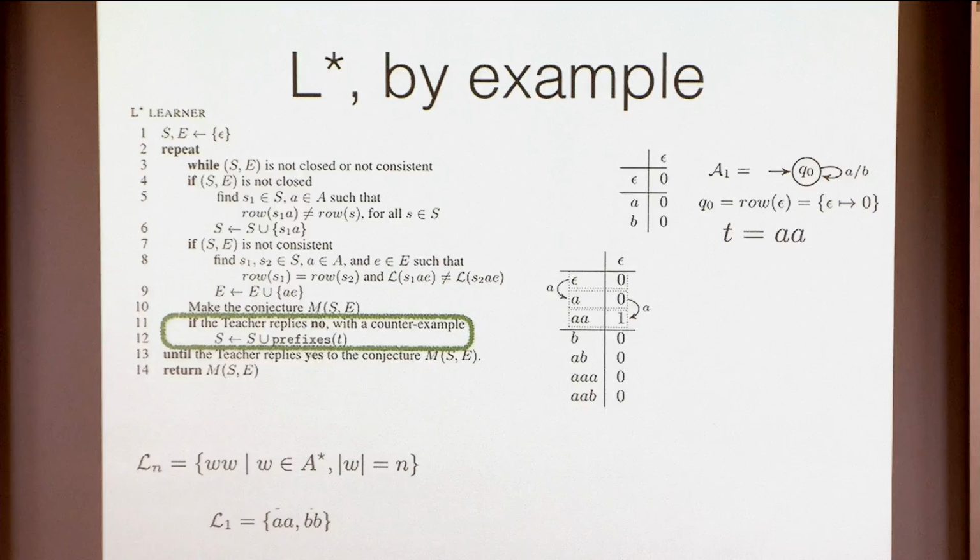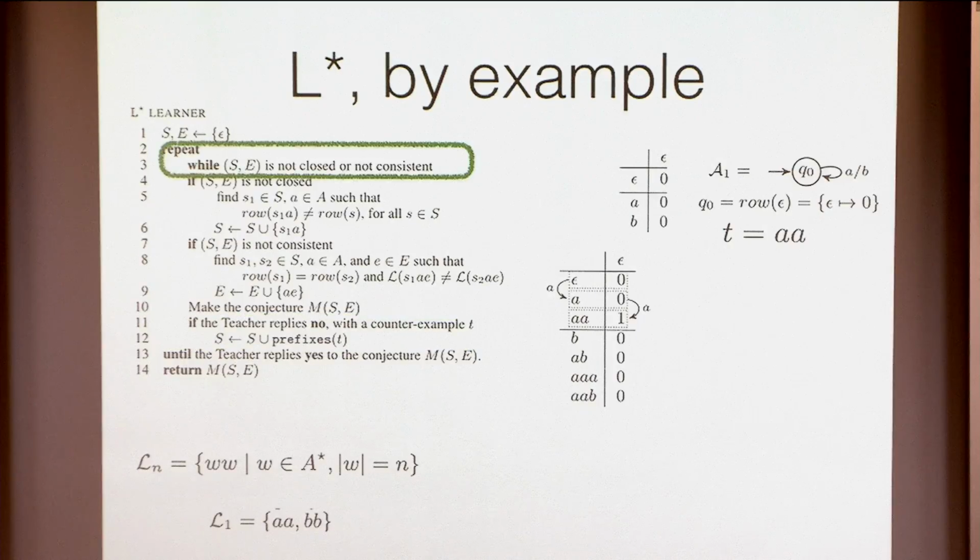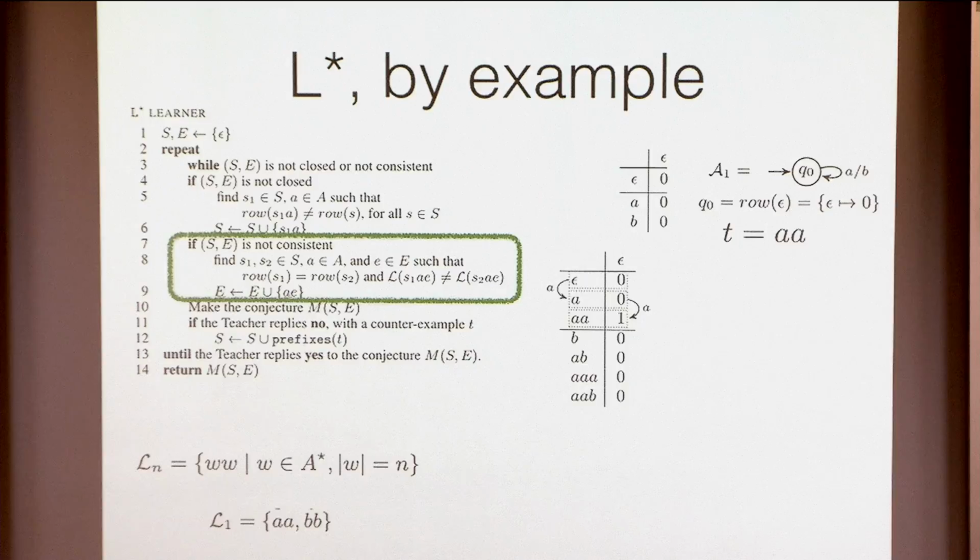So at this stage, we build a larger table. So we make a few more queries, and we have now a new table. And this table is closed because I have the only 2 rows I can see, which is with 0 and 1. But it's not consistent because now the row for the empty word and the row for the letter A are equal. But after one A step, they are different.